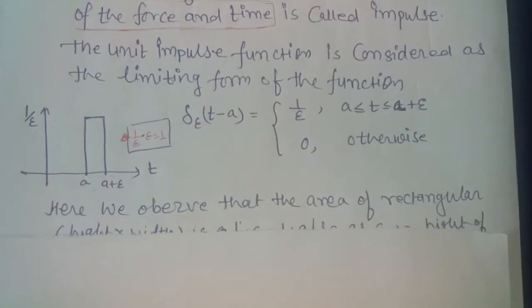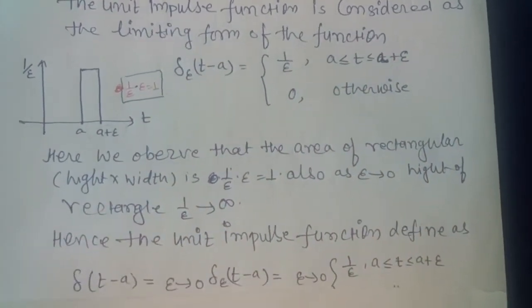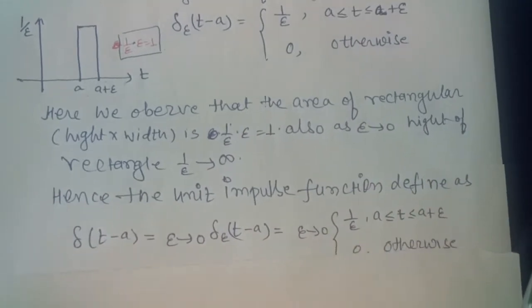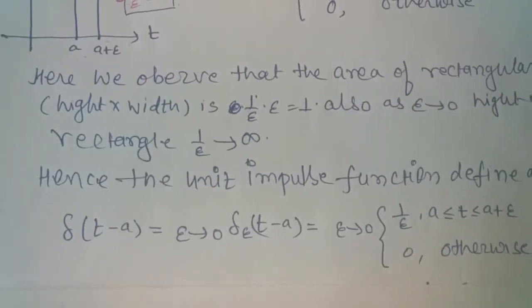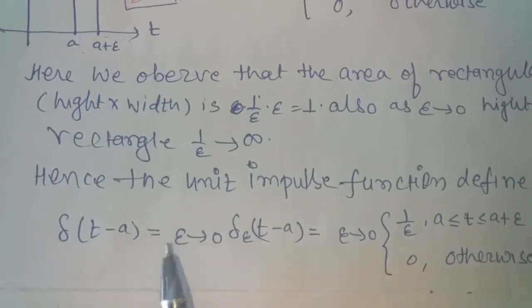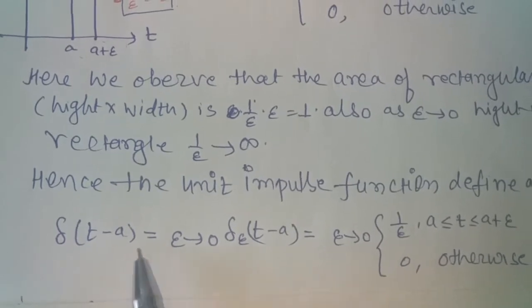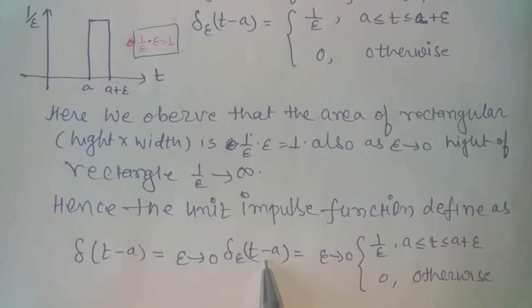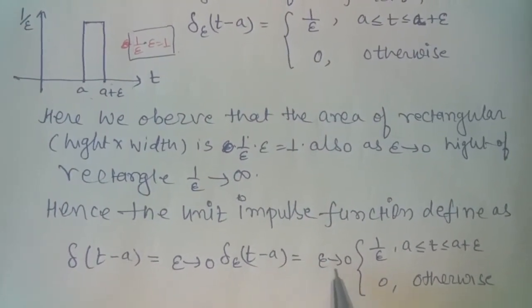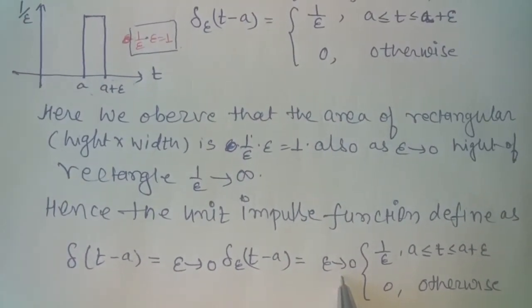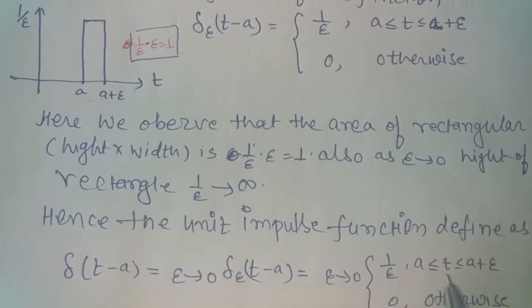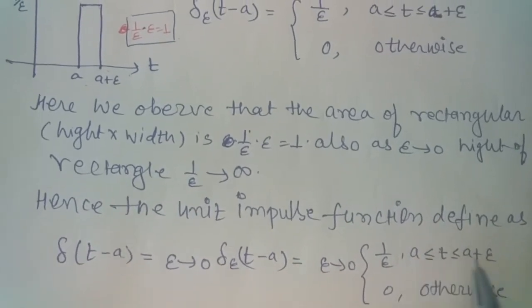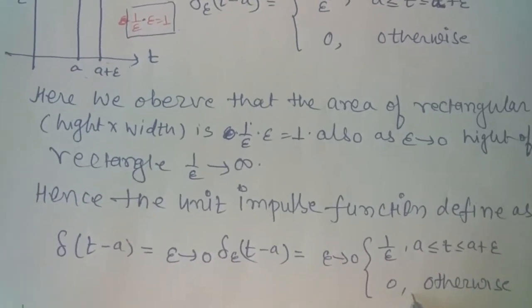So the unit impulse function is defined as delta(t minus a) equal to the limiting case of delta epsilon (t minus a), with epsilon tending to 0, which is 1 upon epsilon when t is lying between a to a plus epsilon, and 0 otherwise.